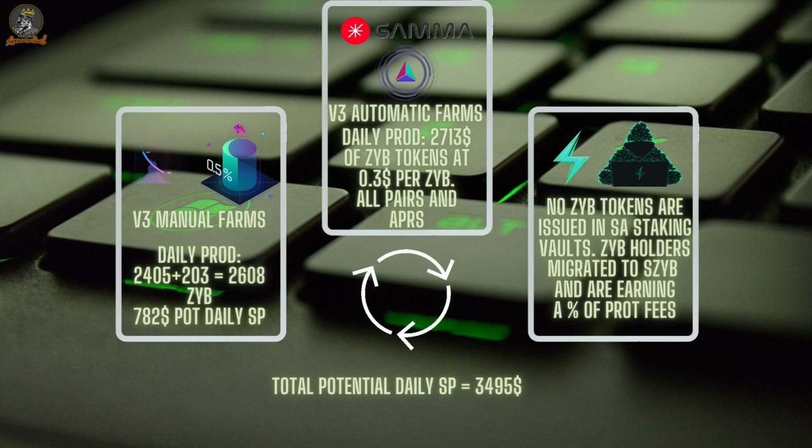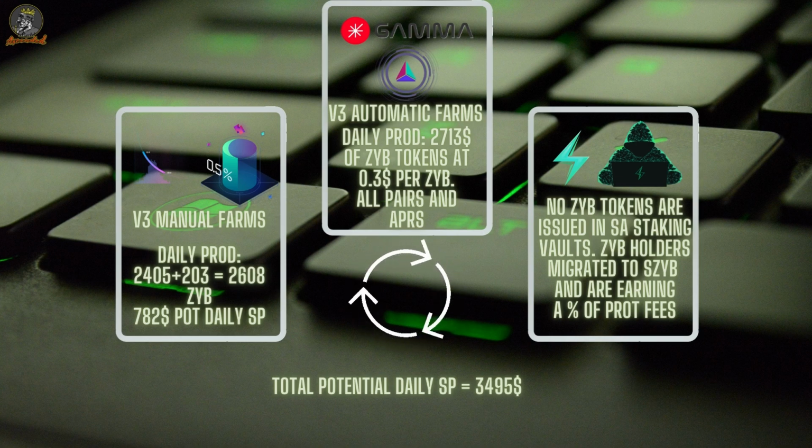Is that too much? I'm gonna leave you to judge that in 1 second, because right now, if you want to stake ZYB, you cannot. You have to migrate it from ZYB to SZYB. You exchange it, and by owning SZYB, you're able to take advantage of protocol fees. So you no longer earn ZYB from the staking pools. That's something added on top to decrease sell pressure. So the only 2 places you can sell ZYB tokens from for now are both farms, V3 and Gamma, and soon, as per the team's announcement, even these farms are not gonna emit ZYB anymore. It's gonna be SZYB.